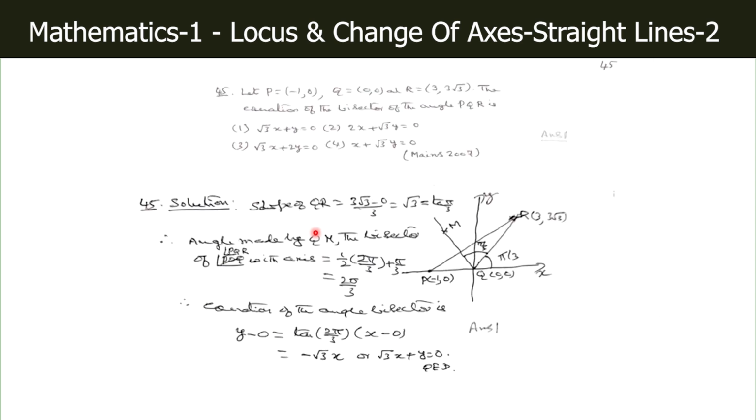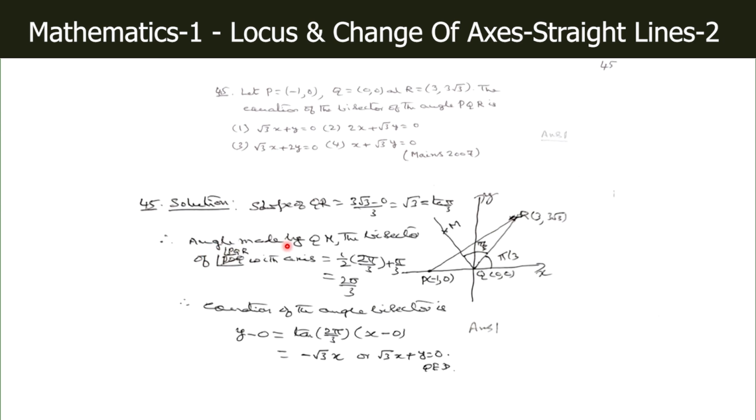Let P be minus 1 comma 0, Q be 0 0, and R is 3 comma 3 root 3. Then the equation of the bisector of the angle PQR is: 1, root 3x plus y equal to 0; 2, root 2x plus root 3y equal to 0; 3, root 3x plus root 2y equal to 0; and 4, x plus root 3y equal to 0. This was asked in Mains 2007. Now you know that the slope of QR is (3 root 3 minus 0) by 3, which is root 3.